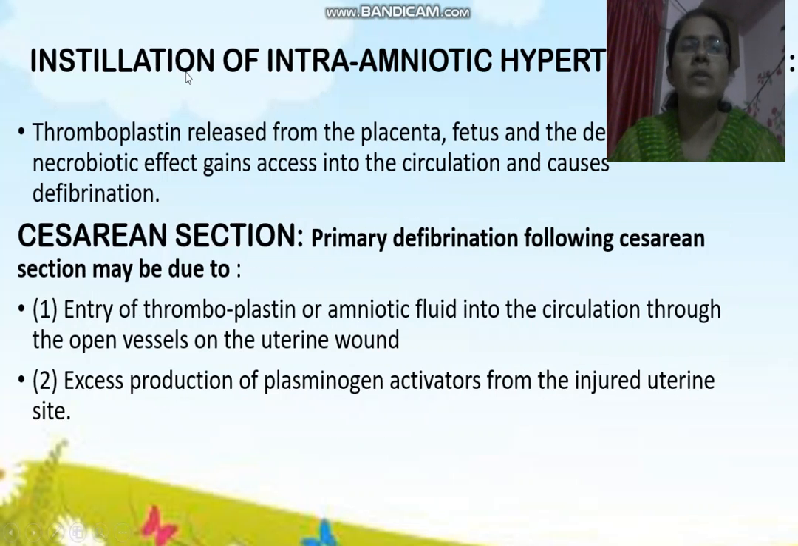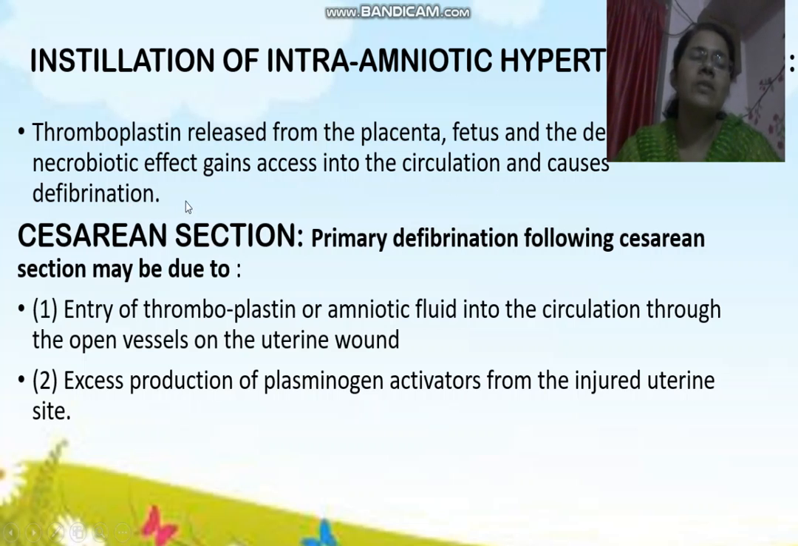It is a retained dead fetus. Next is the installation of intra-amniotic hypertonic solution. If the intra-amniotic hypertonic installation occurs, that will lead to thromboplastin being released from the placenta, the fetus and the decidua. From these routes, the thromboplastin is released and, due to the necrobiotic effect, gains access into the circulation and causes defibrination.